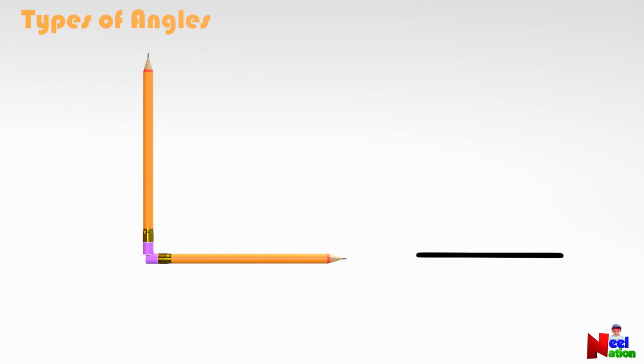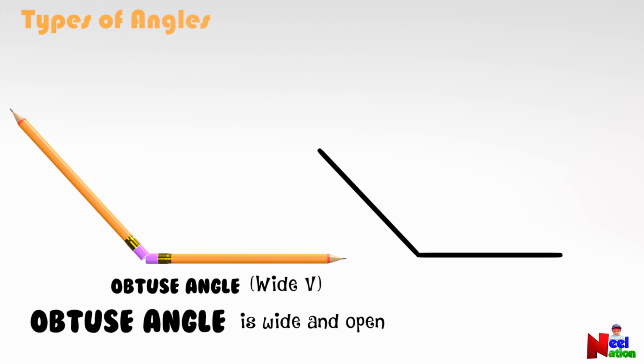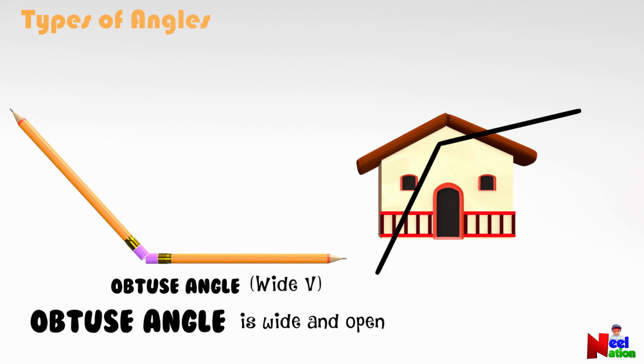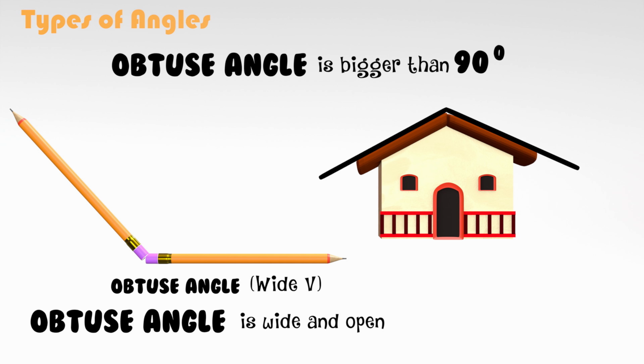Obtuse angle. But if the angle grows bigger than the right angle, it turns into an obtuse angle. Obtuse means large or wide. Think of it as a roof of some houses. Roofs that spread wider than a sharp peak. Obtuse angles are more than 90 degrees but less than 180 degrees.